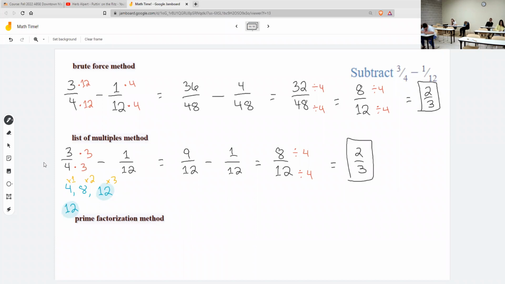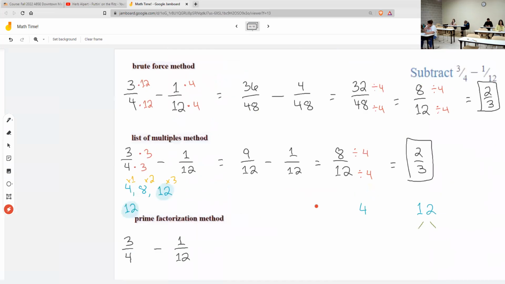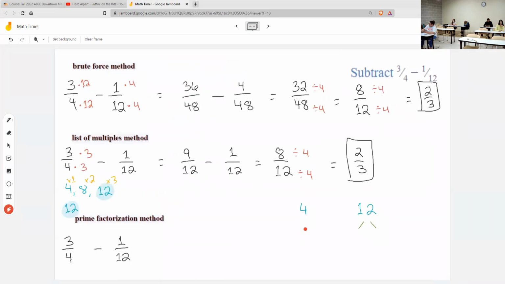Okay, prime factorization method. So I write the same thing to start with. I'm going to make a factor tree of 4 and a factor tree of 12. I'm going to cheat. Anything that's the same on both factor trees, I just write once. It doesn't really matter that I broke it down from 6 into 2 times 3. So on this one, I could change my 4 into a 2 times 2.